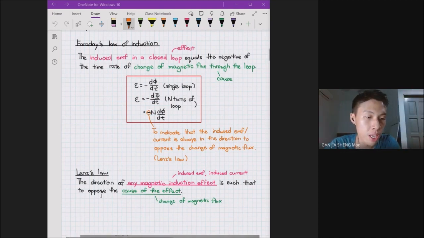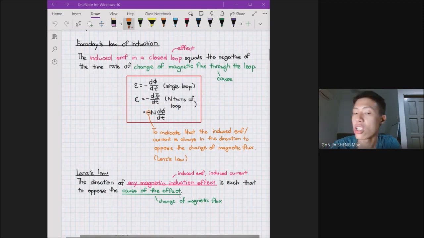So what is Lenz's law? Lenz's law says that the direction of any magnetic induction effect is such as to oppose the cause of the effect. So we learned just now that the effect is the induced EMF or the induced current, and the cause will be the change of magnetic flux. So you can change this sentence to become: the direction of the induced EMF, or the direction of the induced current, or any kind of induction effect we study, is such as to oppose the cause of the effect. We learned that the cause is the change of magnetic flux. So the direction of the induced EMF or the induced current is to oppose the change of the magnetic flux.